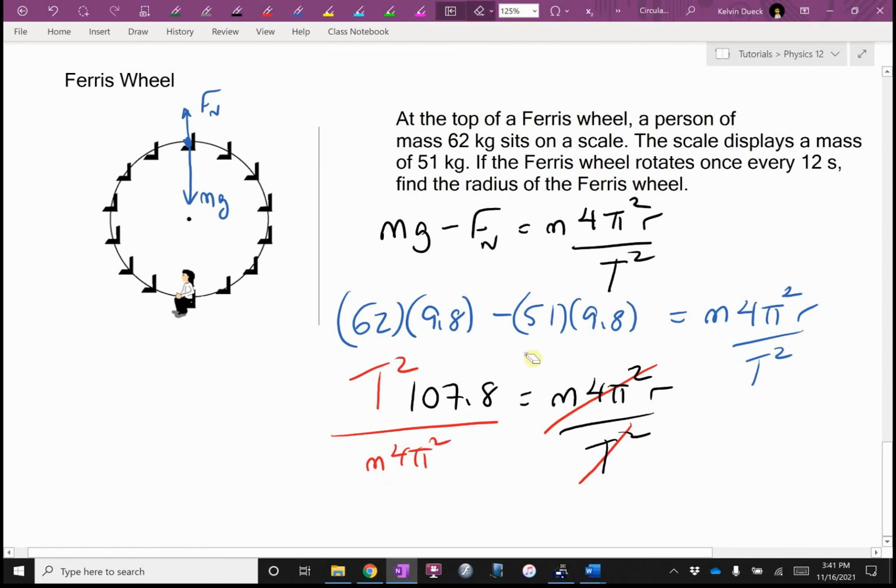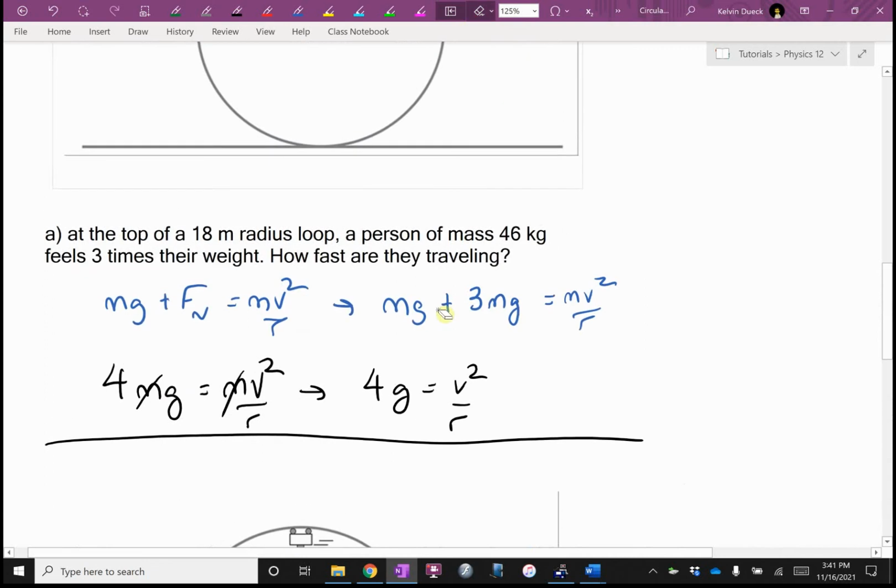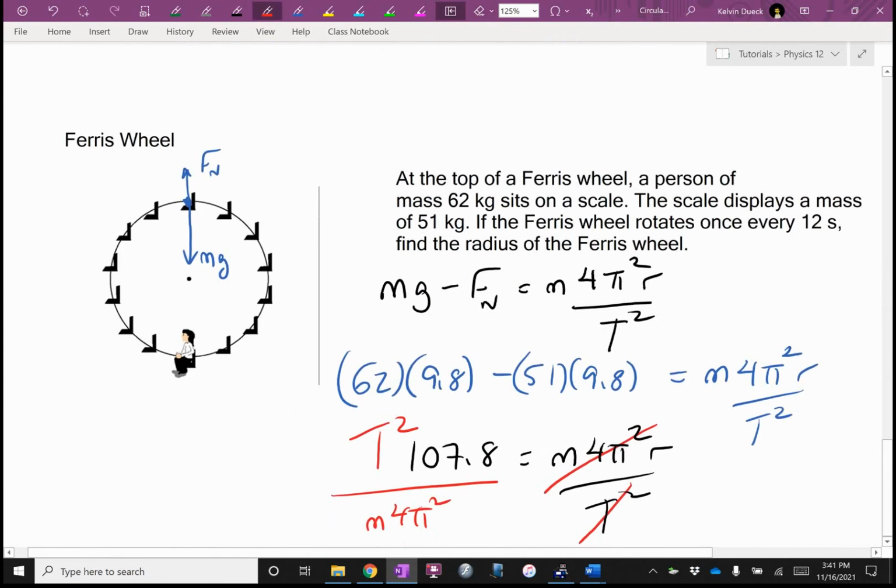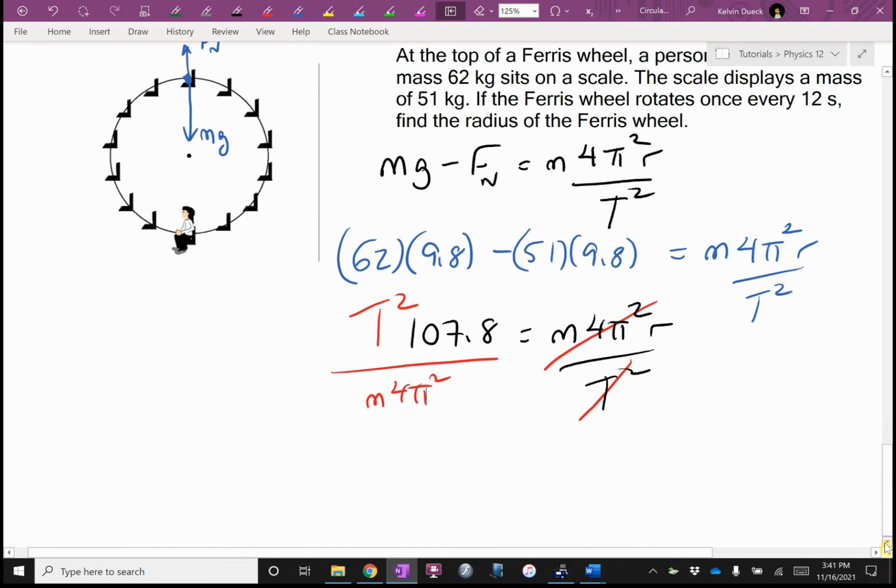Here the m doesn't cancel because that m was different. And typically if you're including the normal force, usually the m won't cancel. Unless you've been able to write the normal force in terms of mg like we did in this one here. Well, then the m canceled. But usually little kids don't feel rides the same way adults do. You feel much bigger forces if you're the grown-up. r is t squared times 107.8 divided by m, 62, 4 pi squared.